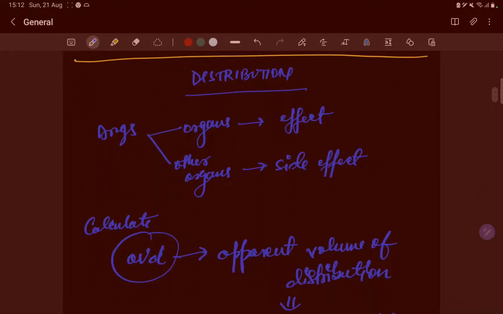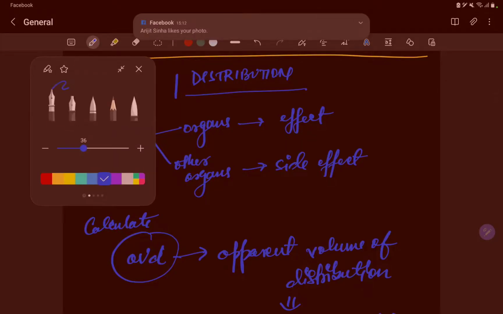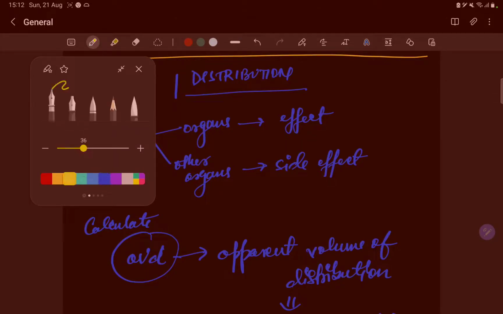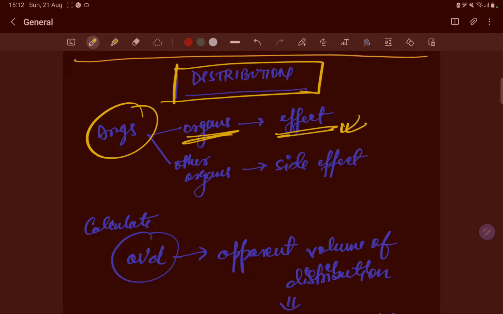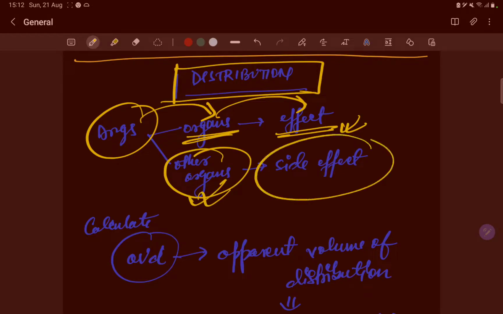Okay, now distribution. The distribution is very important. The drugs will be acting on the organs to cause the effect. So drug will be acting on the target organ and it causes the effect, but the drug will also be acting on the other organs and causing the side effect. So the side effect is when the drug will act on the other organ instead of the target organ. So that is why it is important.